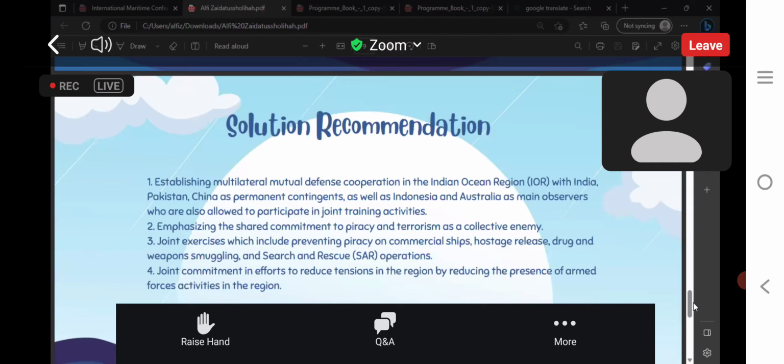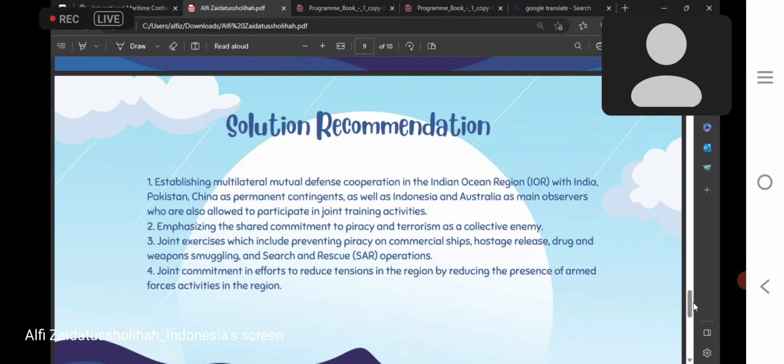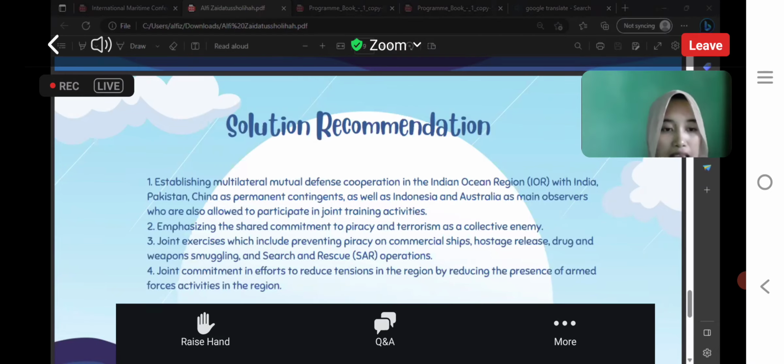The following are the recommendations that we put forward as an effort to improve shipping security in the Indian Ocean within the framework of cooperation while reducing political tension in the region. First, establishing multilateral mutual defense cooperation in the Indian Ocean Region, or IOR, with India, Pakistan, and China as permanent contingents, as well as Indonesia and Australia as main observers, who are also allowed to participate in joint training activities.